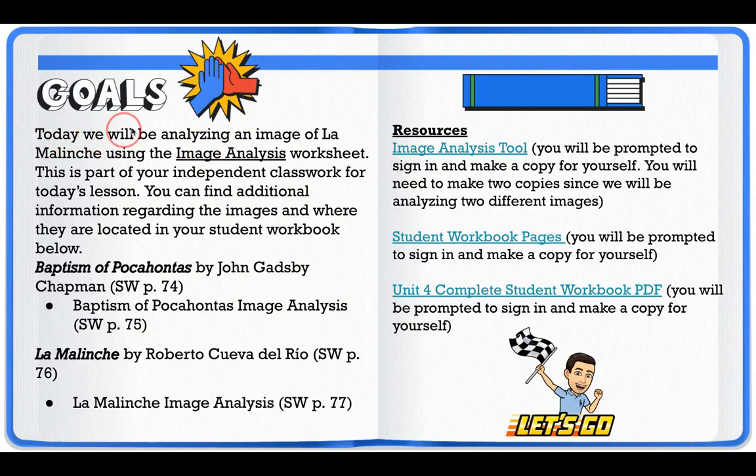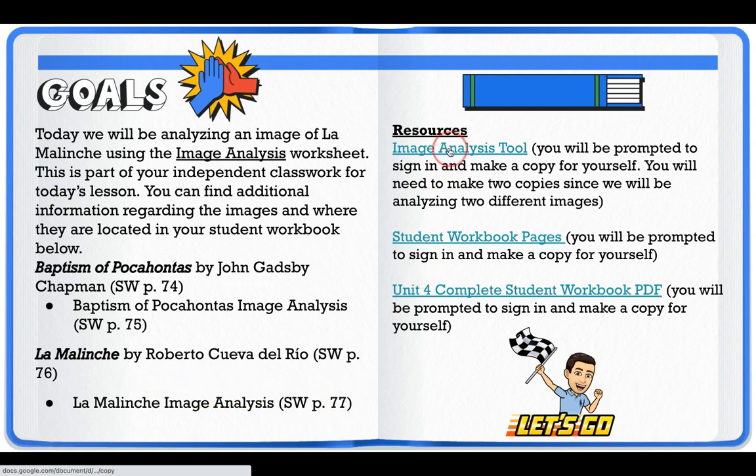Today, we will be analyzing an image of La Malinche using the Image Analysis Worksheet. This is part of your independent classwork for today's lesson. You can find additional information regarding the images and where they are located in your student workbook below. The first image we'll be taking a look at is The Baptism of Pocahontas by John Gadsby Chapman, and it is located on your student workbook page 74. And you can flip to the image analysis sheet in your student workbook on page 75. The second image is La Malinche, which can be found on page 76, and your image analysis worksheet on page 77.